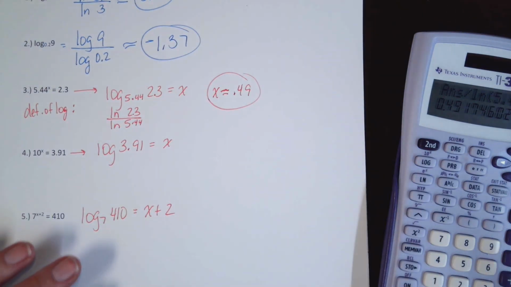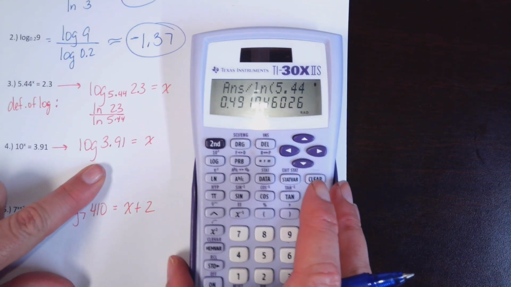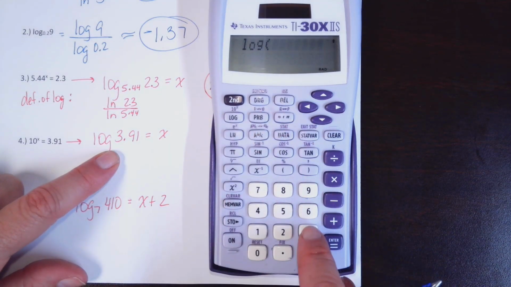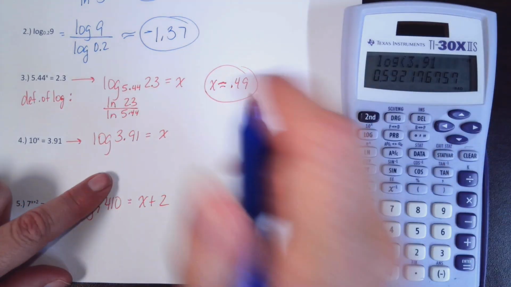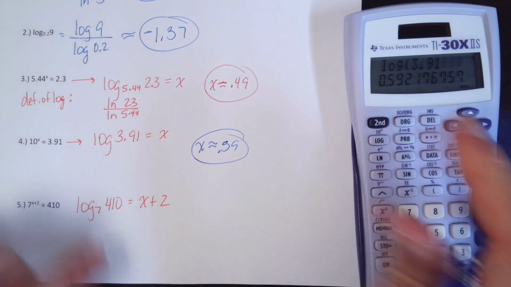Now I don't have these written down on my paper, so if I make a mistake, you're going to have to email me. Common log. I got a button for that. Common log of 3.91. Boom. X is about 0.59 because I have to round it off.